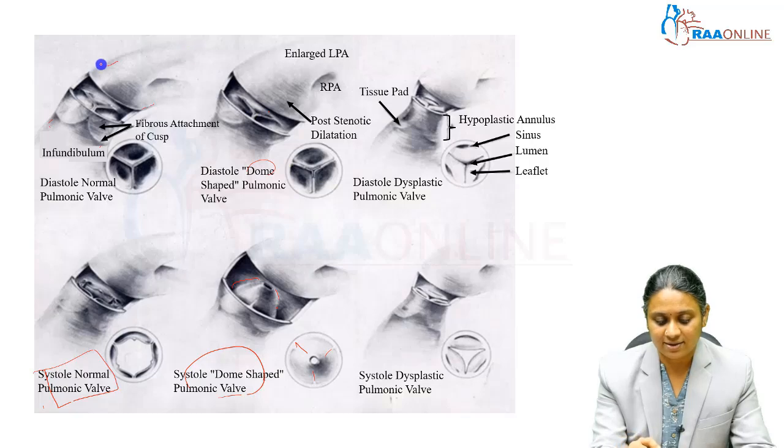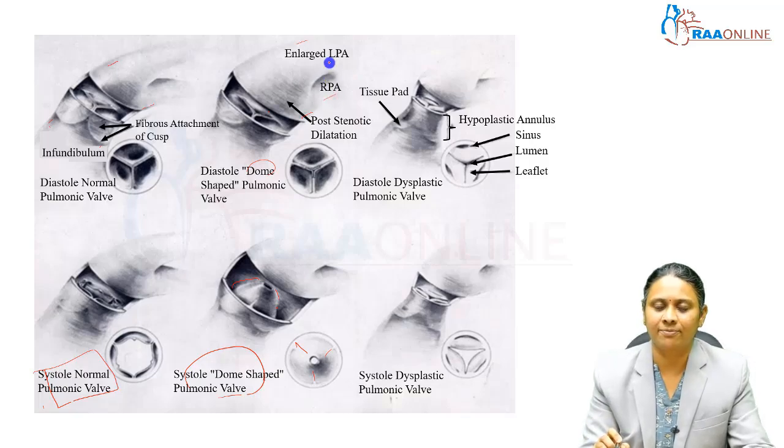And you can see this is a normal caliber. Here it is post-stenotic dilatation, particularly the LPA is larger than the RPA. The left pulmonary artery, because of the jet effect, is more dilated than the RPA.